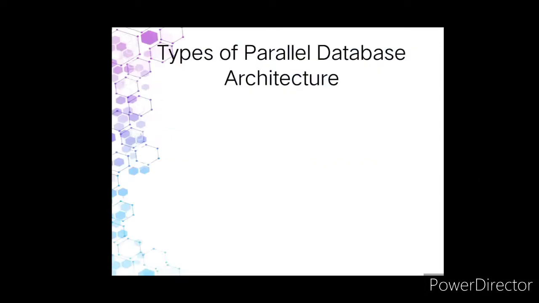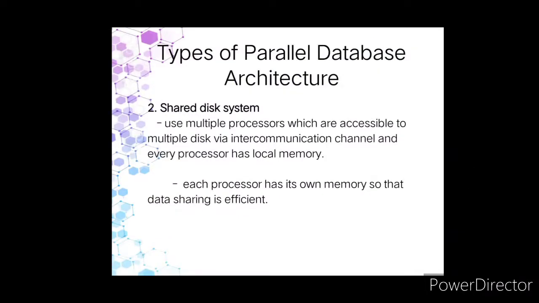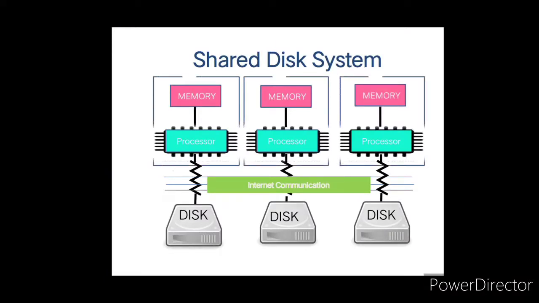The second type of parallel database architecture is the shared disk system. It uses multiple processors which can access multiple disks via an intercommunication channel, and every processor has local memory. Each processor has its own memory so that data sharing is efficient. This is the sample of the shared disk system. The processors have their own memory, and with the help of the intercommunication, any processor can access any of the disks. The disks can be shared by any processor that has its own memory.